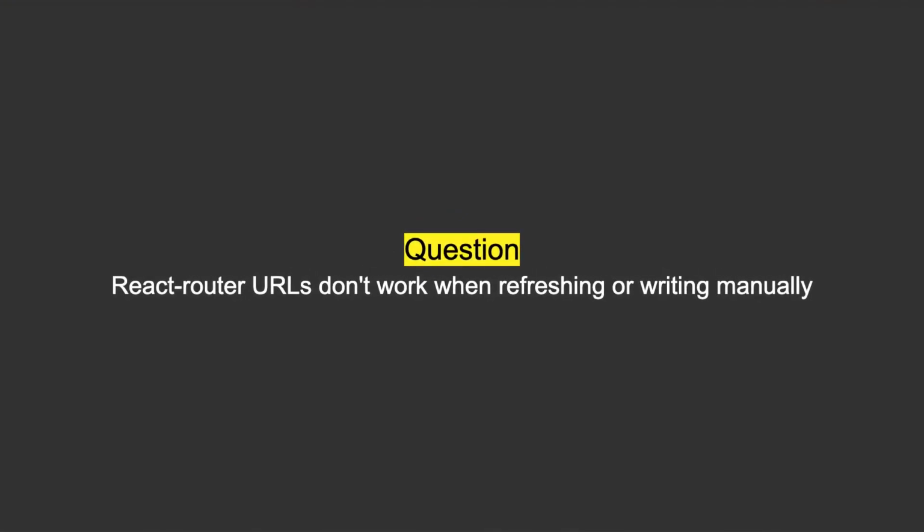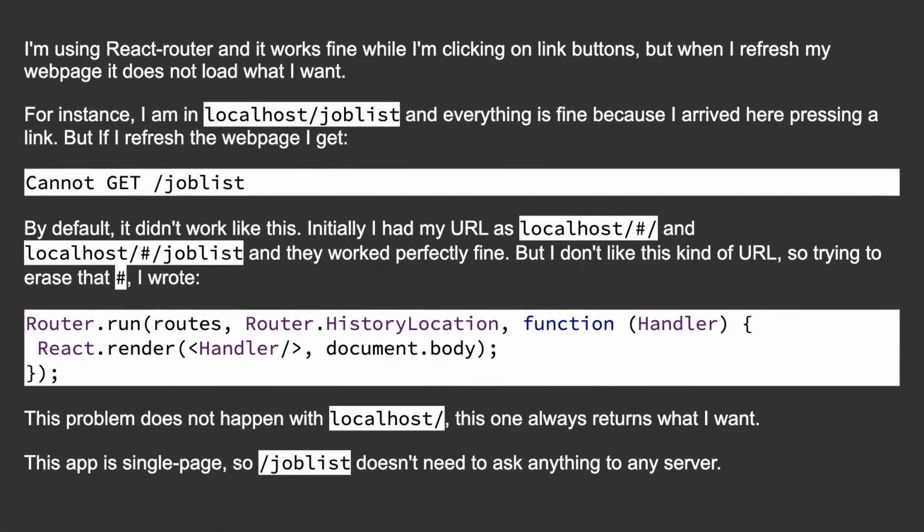React Router URLs don't work when refreshing or writing manually. I'm using React Router and it works fine while I'm clicking on link buttons, but when I refresh my webpage it does not load what I want. For instance, I am in localhost job list and everything is fine because I arrived here pressing a link. But if I refresh the webpage I cannot get job list.